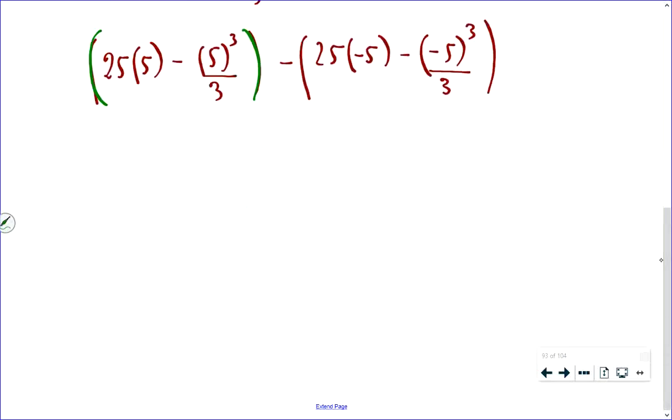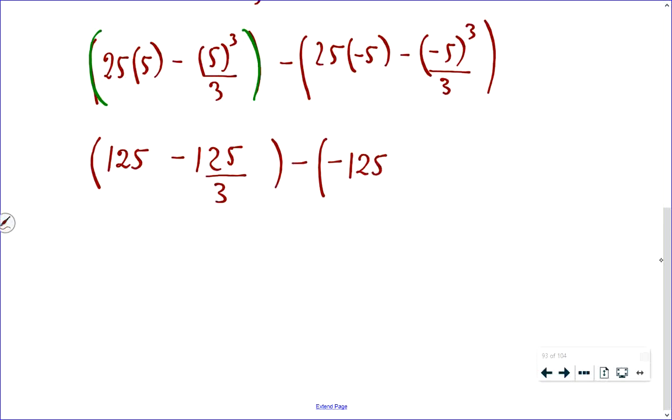You have calculators, I don't have any problem with you doing it on your calculator, but I'm going to do it kind of an old school way. I get 125 minus 125 thirds minus, I get negative 125 plus 125 thirds. Because the negative 5 cubed is negative 125 and I'm subtracting it. So the way I look at it is I have 125 minus negative 125.